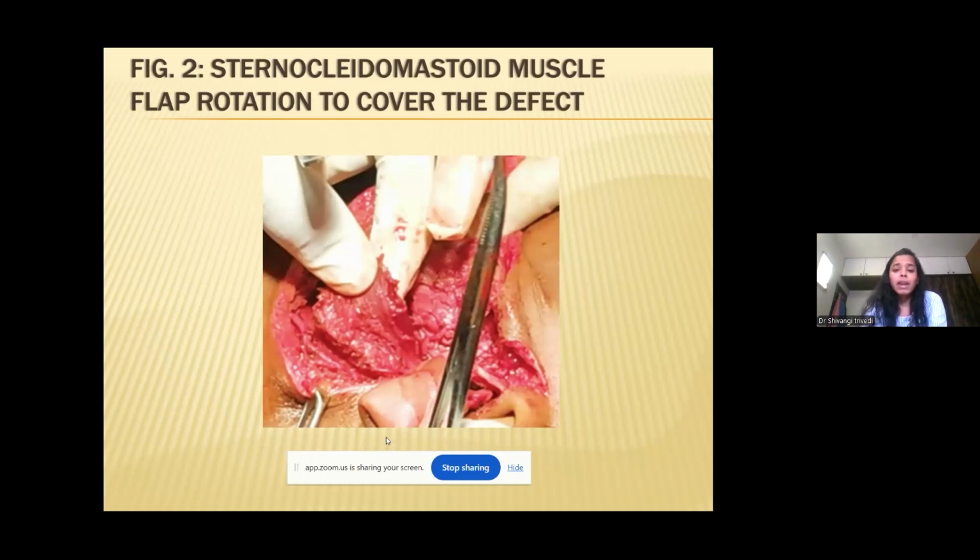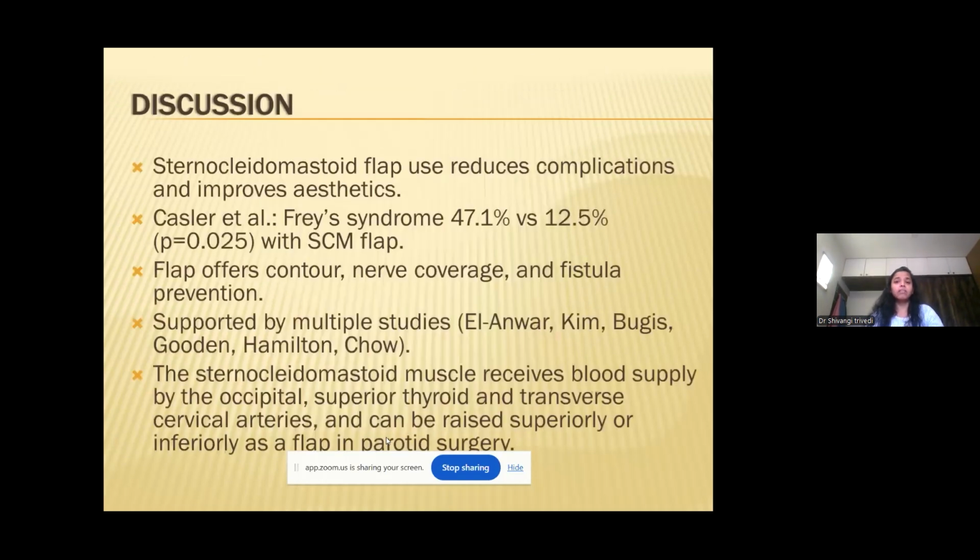In this case, this is a benign case, where you can see a remnant of the parotid gland which is remaining. So we sutured it to the surrounding tissues and then sutured our final layers. In my discussion of this topic, I will say that the use of sternocleidomastoid is a very relevant operative technique which will help in the aesthetics.